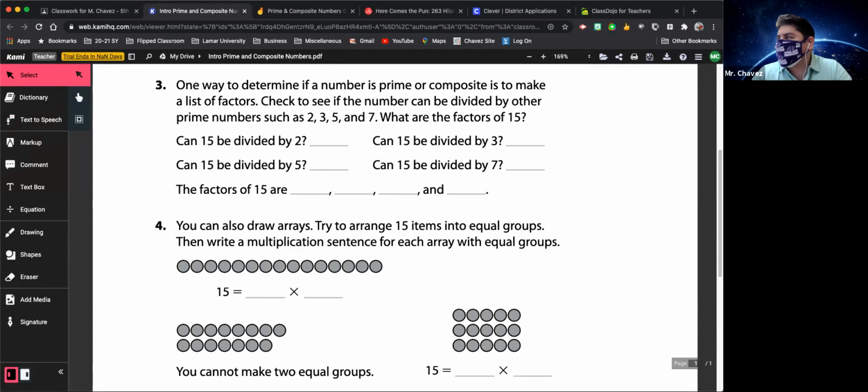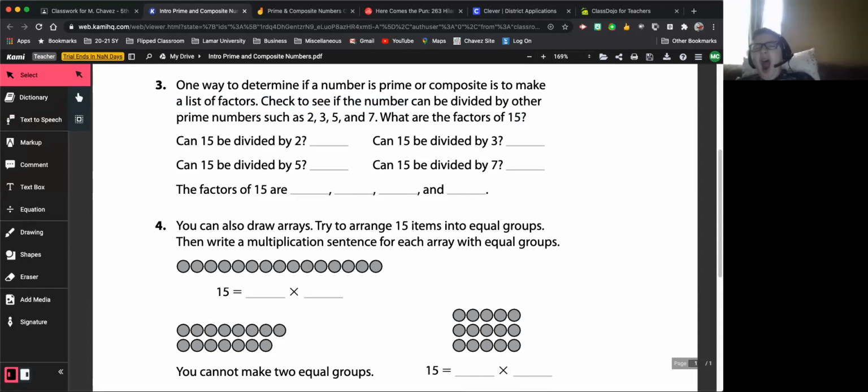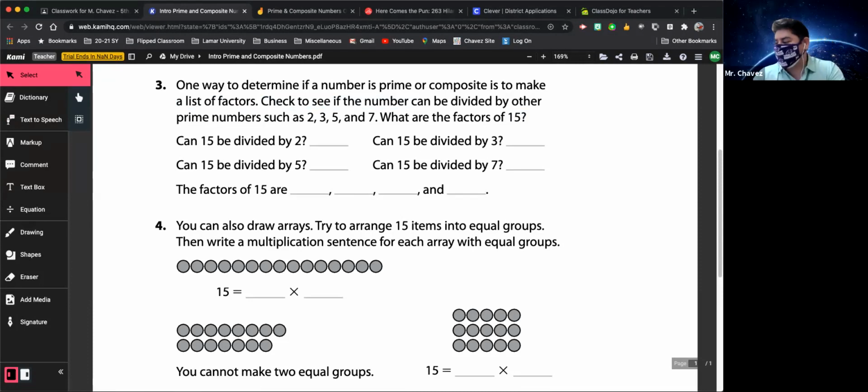It says, one way to determine if a number is prime or composite is to make a list of factors. So we're going to do that right now. Check to see if the number can be divided by another prime number, such as 2, 3, and 5. What are the factors of 15? So we're going to make a little list of the factors of 15, and this is how we do it.